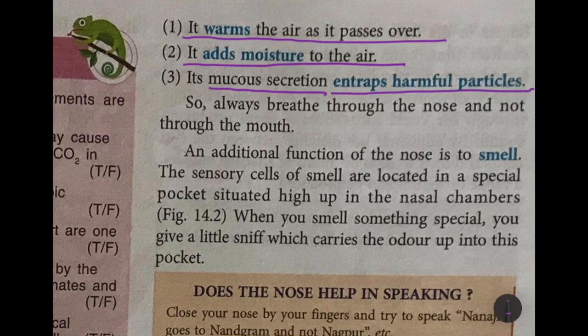So it is said that you must always breathe through the nose and not through the mouth. You may get this in Explain Why. It is healthier to breathe through the nose and not through the mouth.